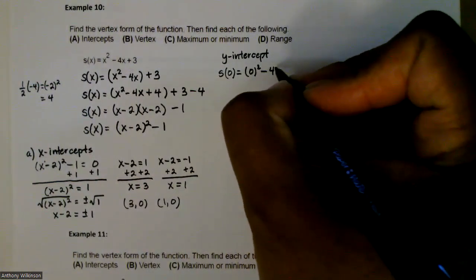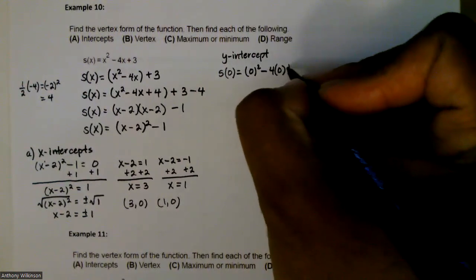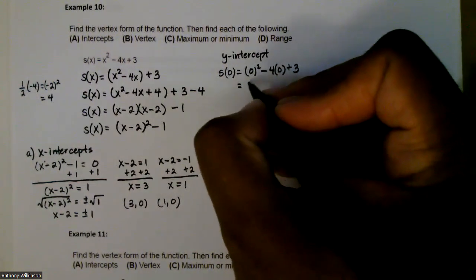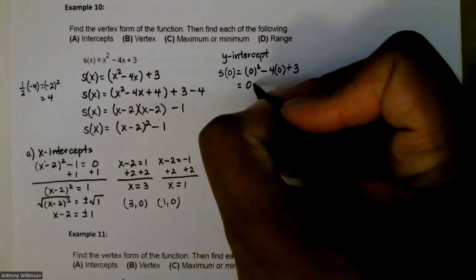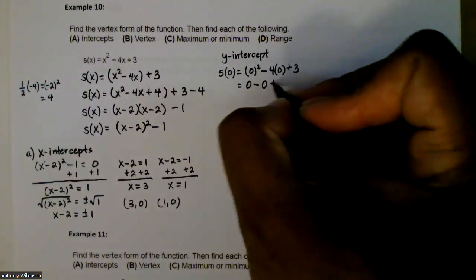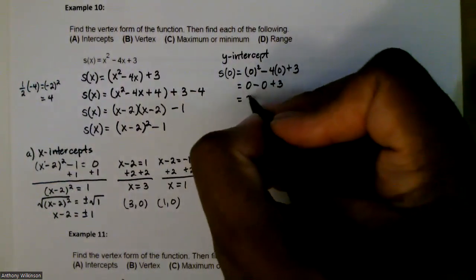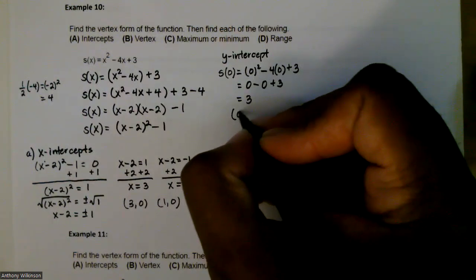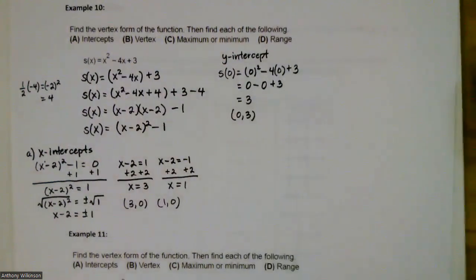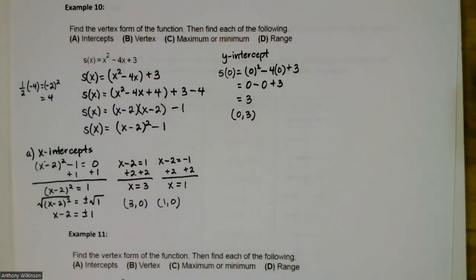You're going to see it'll be easier to do it that way, which means 0 squared is 0, minus 4 times 0 is 0, plus 3. It ends up being 3. So your y-intercept will be 0, 3. So all of that represented part A.